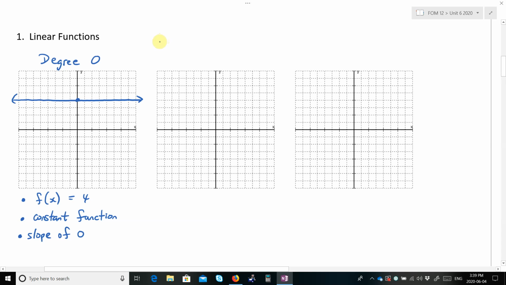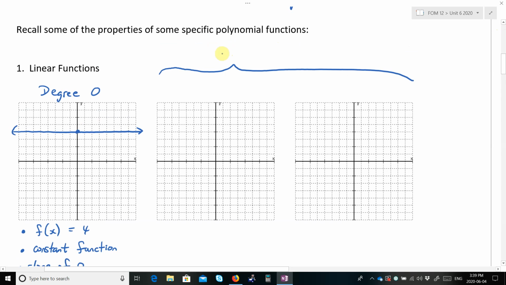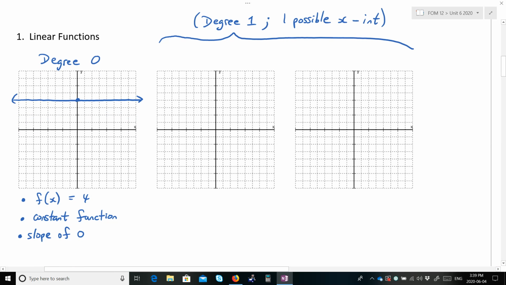The ones that I'm going to do over here are the more normal linear functions. They will be of degree 1, which means they will have one possible x-intercept. These are functions like this: f of x equals 3x plus 1.